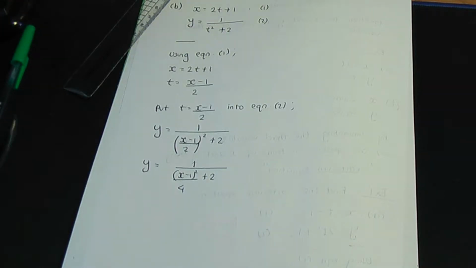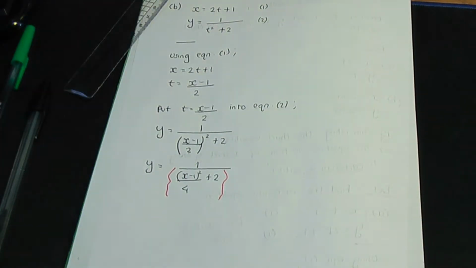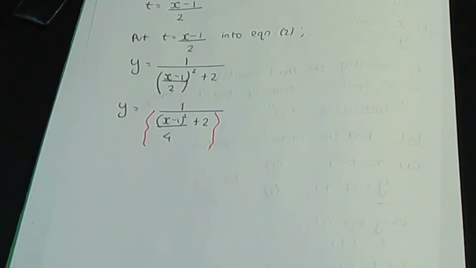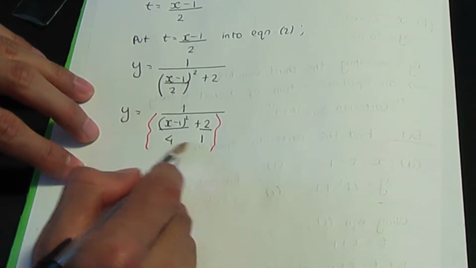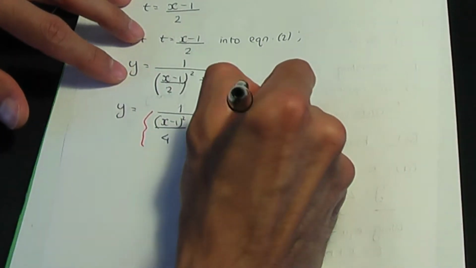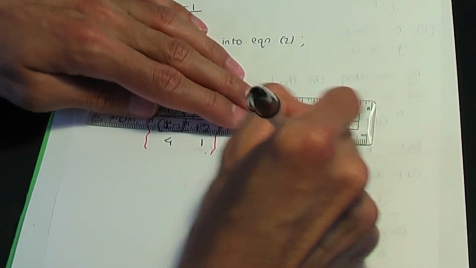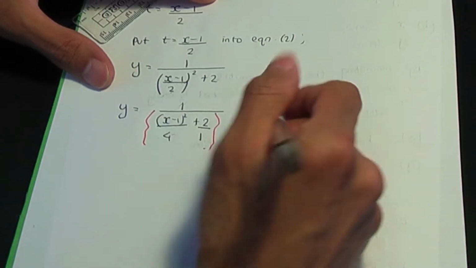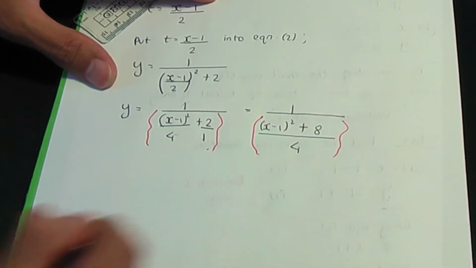Okay? And what I'm going to do is, if you cast your eyes to this denominator term, which I've highlighted using a red pen, I'm going to take a common denominator of 4 from that term. By doing that, we're going to end up with x minus 1 squared plus an 8. Okay?